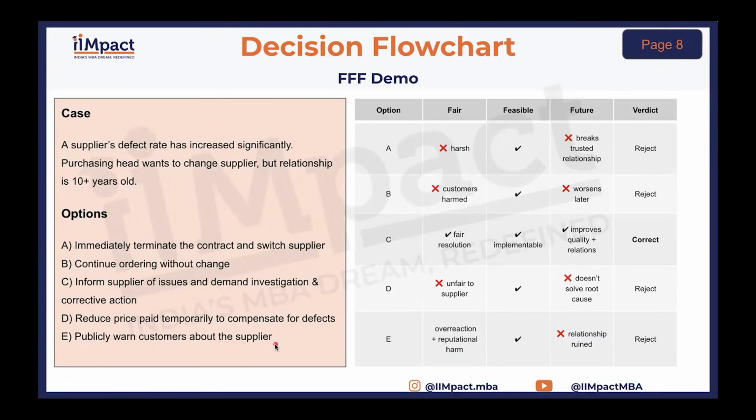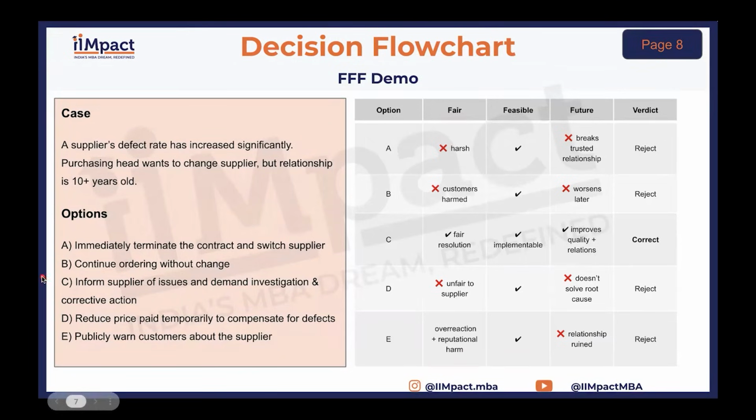Publicly warn customers about the suppliers. This is an absurd option, something you would probably eliminate immediately. In general, public statements which are derogatory in nature are generally to be avoided because it is unethical. It is an issue with the supplier. It should be sorted between you and the supplier itself without involving the customers and without taking a dig at the supplier's reputation. And is this a sustainable solution? No, because if you do this, your relationship with the supplier will be ruined.